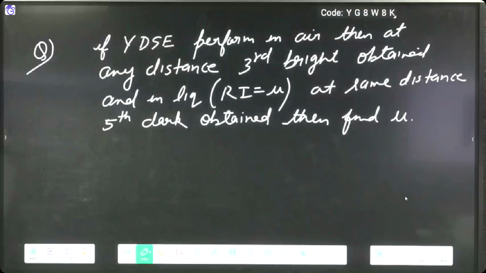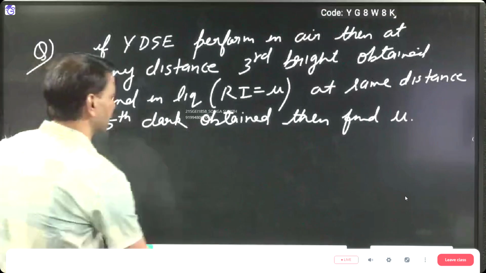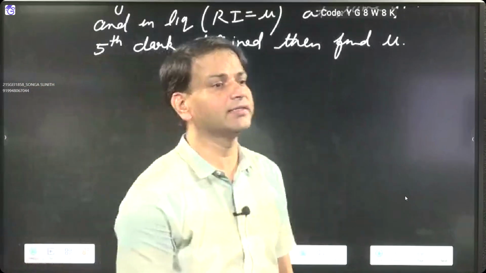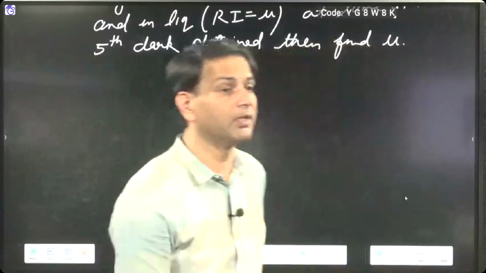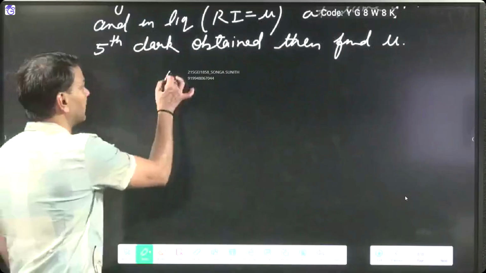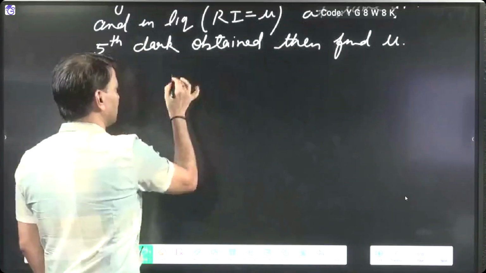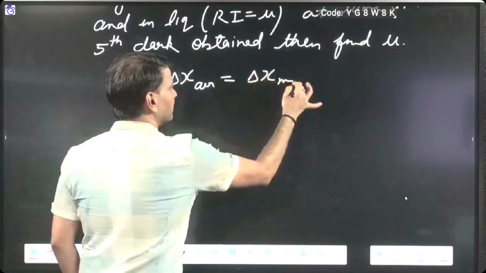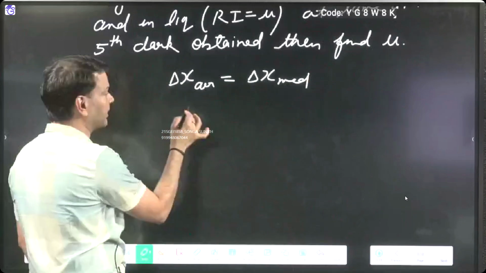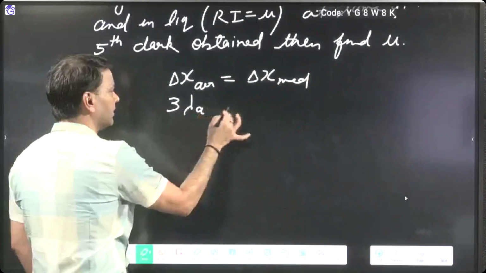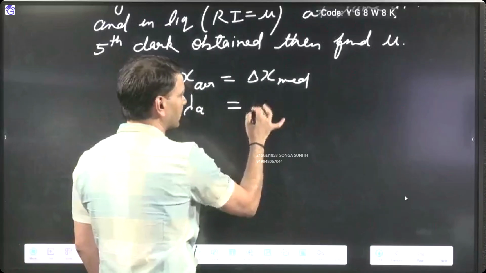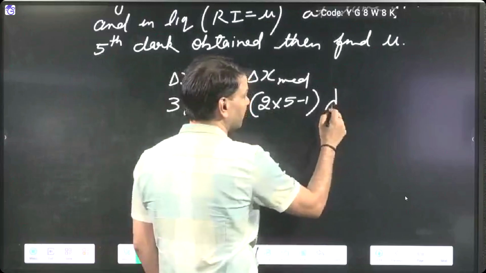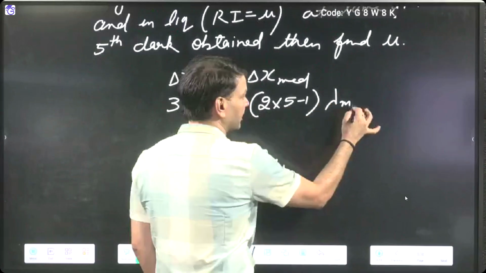1.5, 3. How are you getting 3? When I'm saying same point, in the same point y is the same or theta is the same, which means the path difference will be the same. Path difference same, then I can equate delta x in air to delta x in medium. Now delta x in air, for the third maximum, is 3 lambda air. That is equal to the fifth minima, so I will write (2 into 5 minus 1) lambda medium by 2.